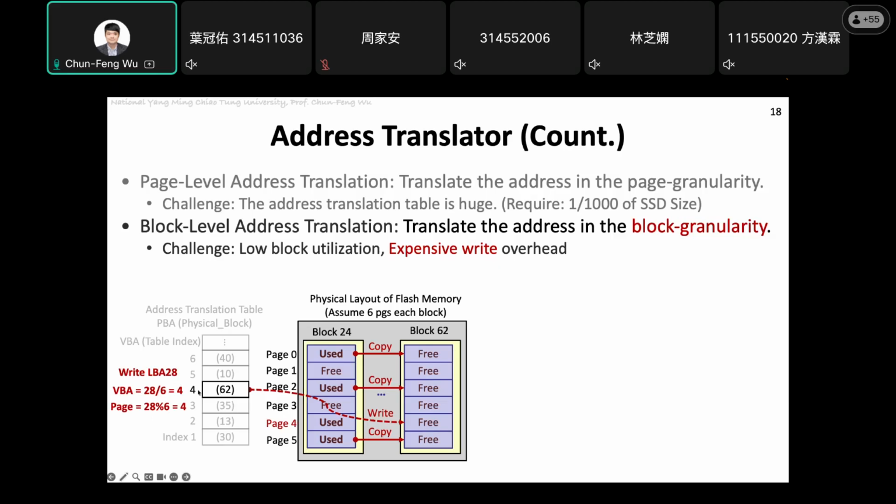So you can see LBA 20 is now mapped to 62. Then there are other LBAs, like LBA 22, which will also be mapped to the same block. In this case, we should help move the other valid data to the new block. Otherwise, if another LBA comes which maps to the same VBA number 4, you cannot get the right data.